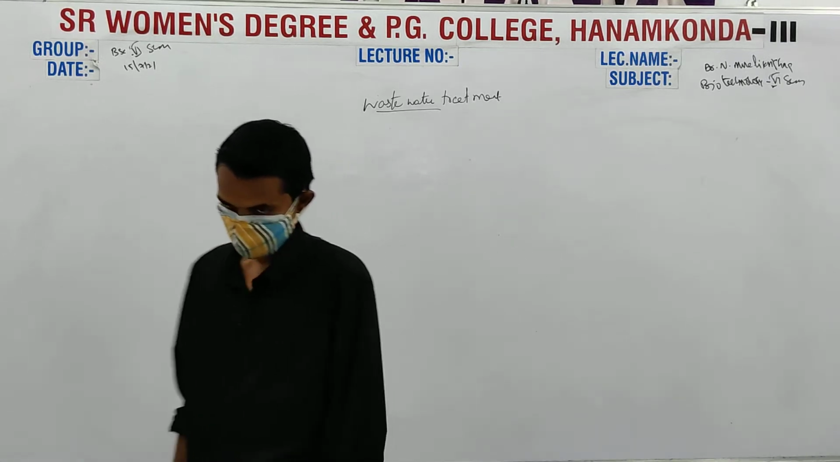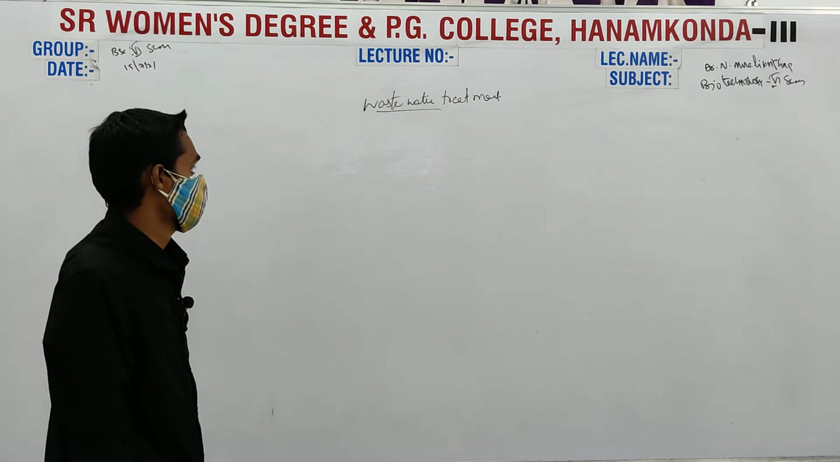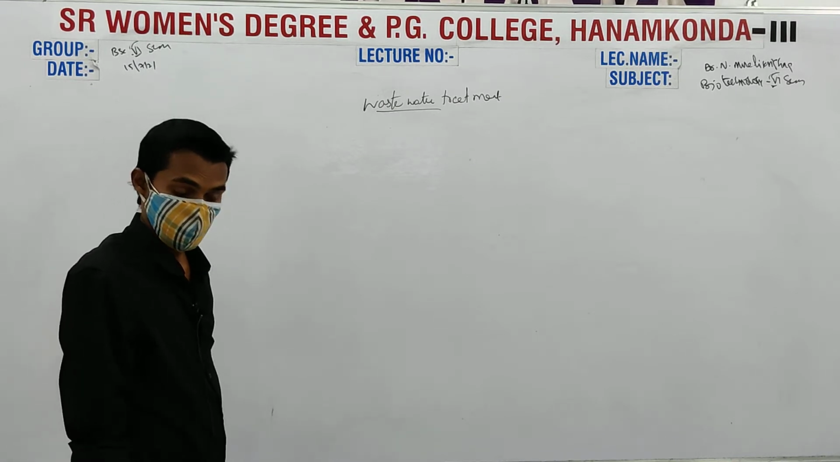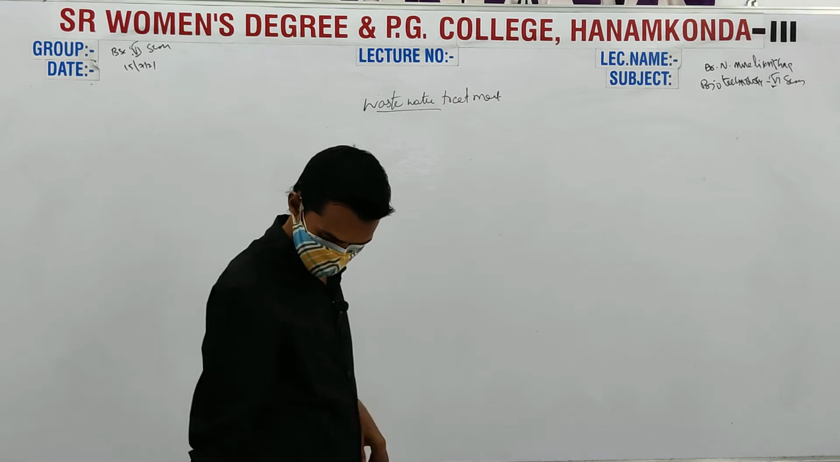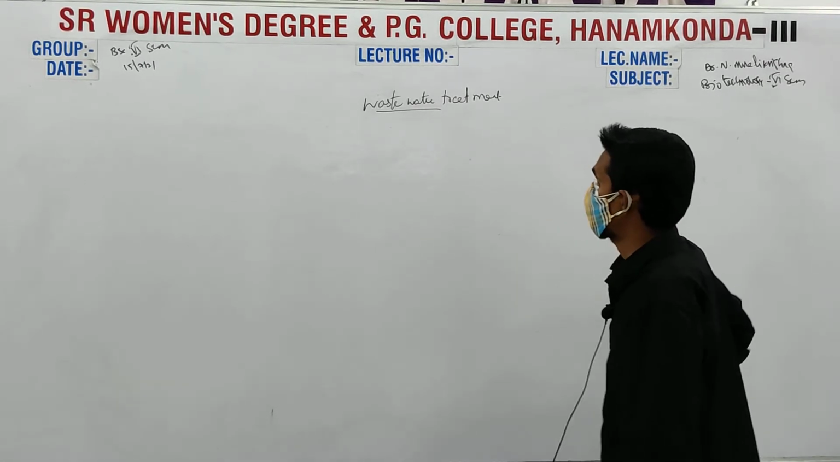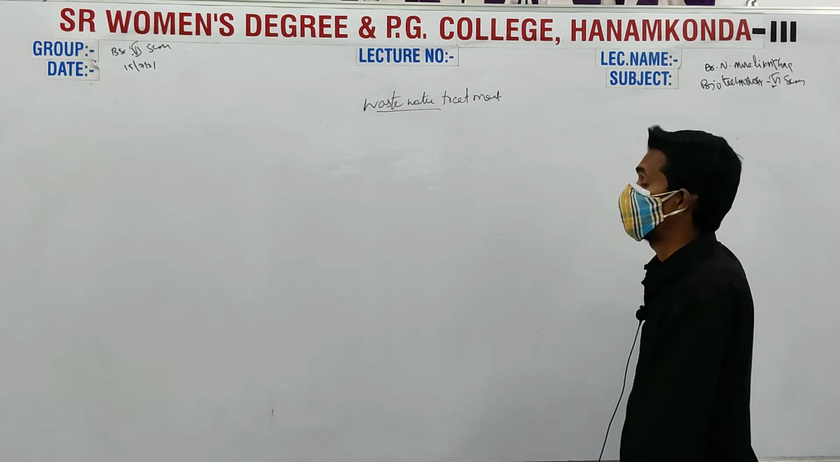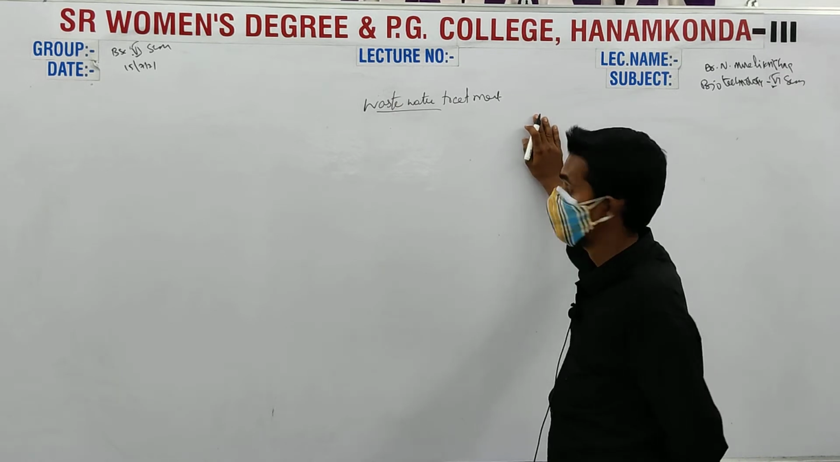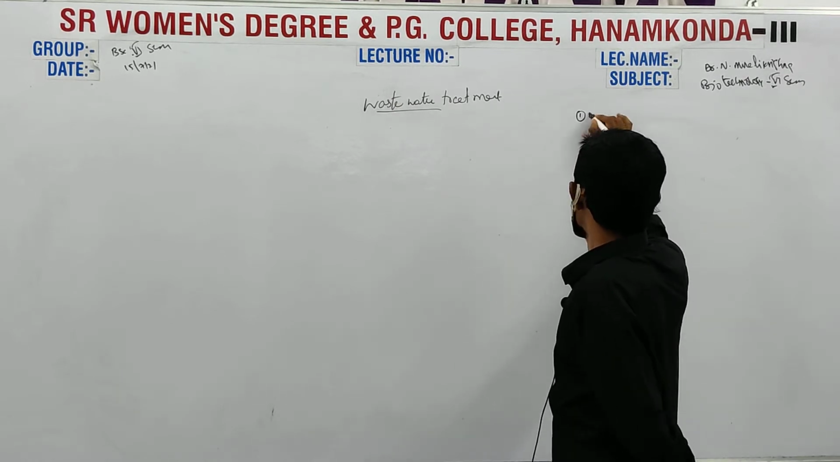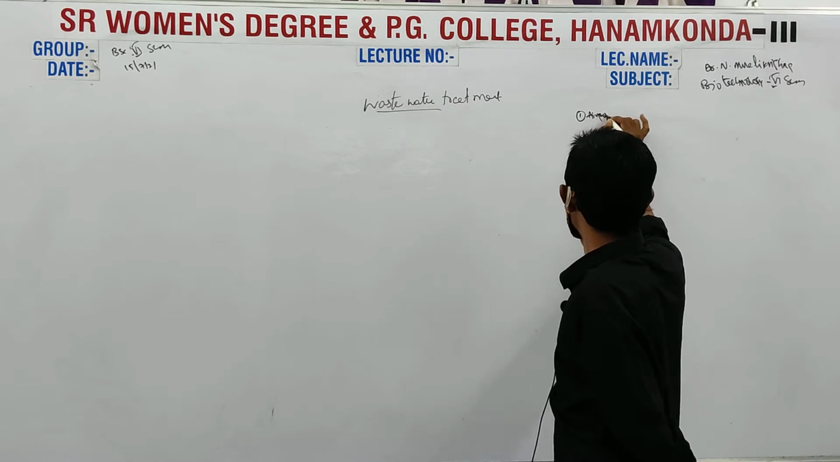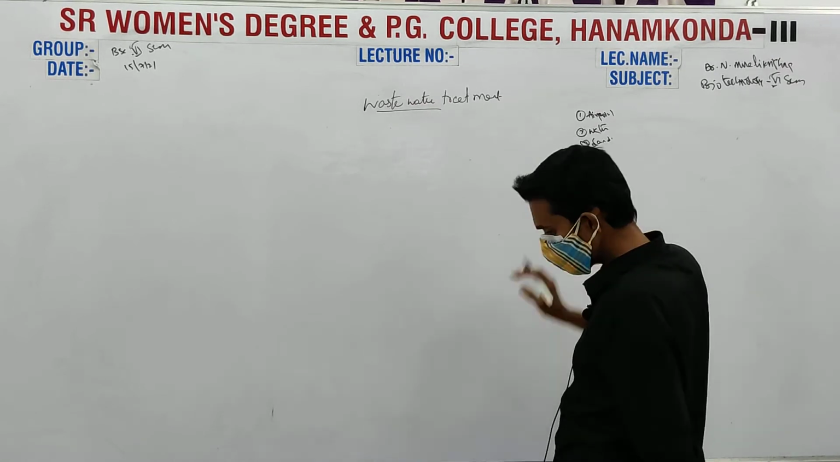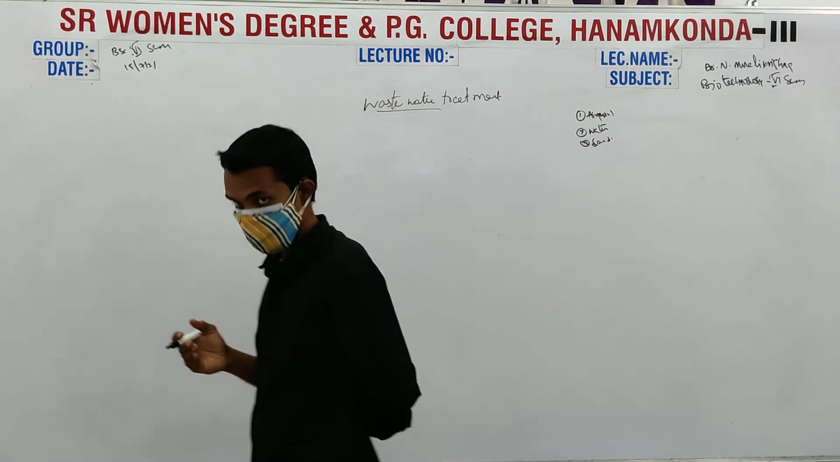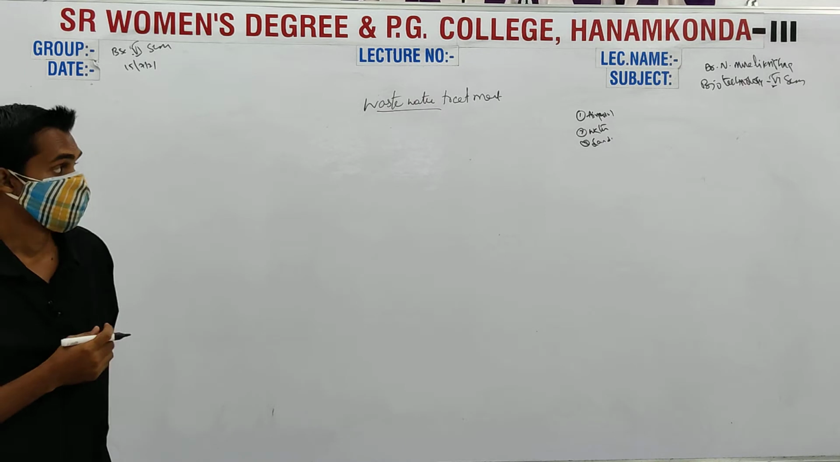Good morning students. In this class we are going to discuss wastewater treatment. You know that there are different contaminants that will pollute the environment. Among the different pollutions we have seen, the first one is air pollution, the second one is water pollution, and the third one is sand pollution.